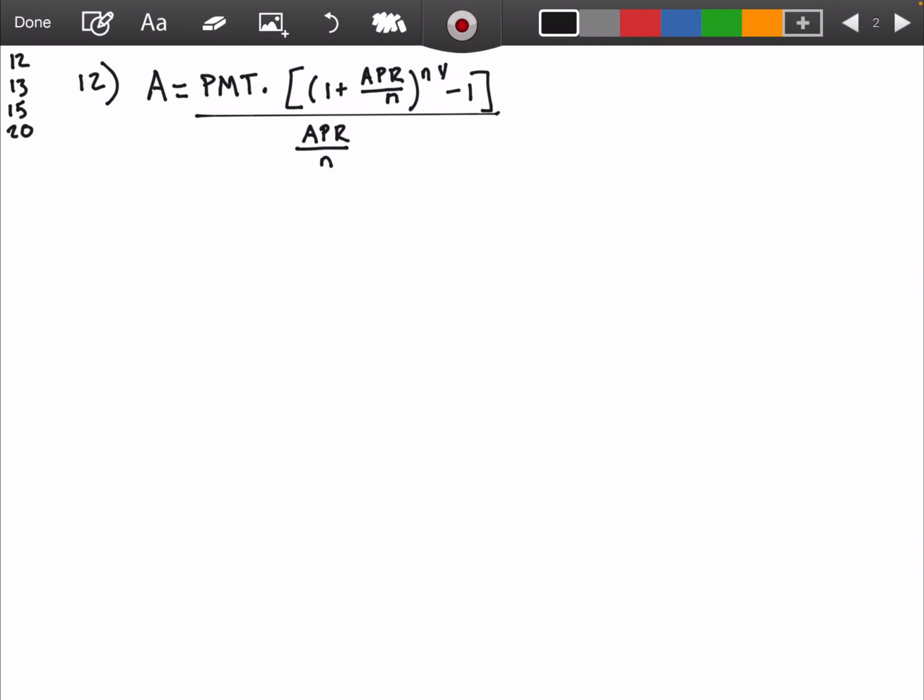All right, so we're going to find the balance after 2 years. APR of 5 and monthly payment of 200. So we're going to set this up: 200 times 1 plus 0.05. Does it specify? I believe it's monthly payments, so that means it's going to compound monthly. How many years? 2.